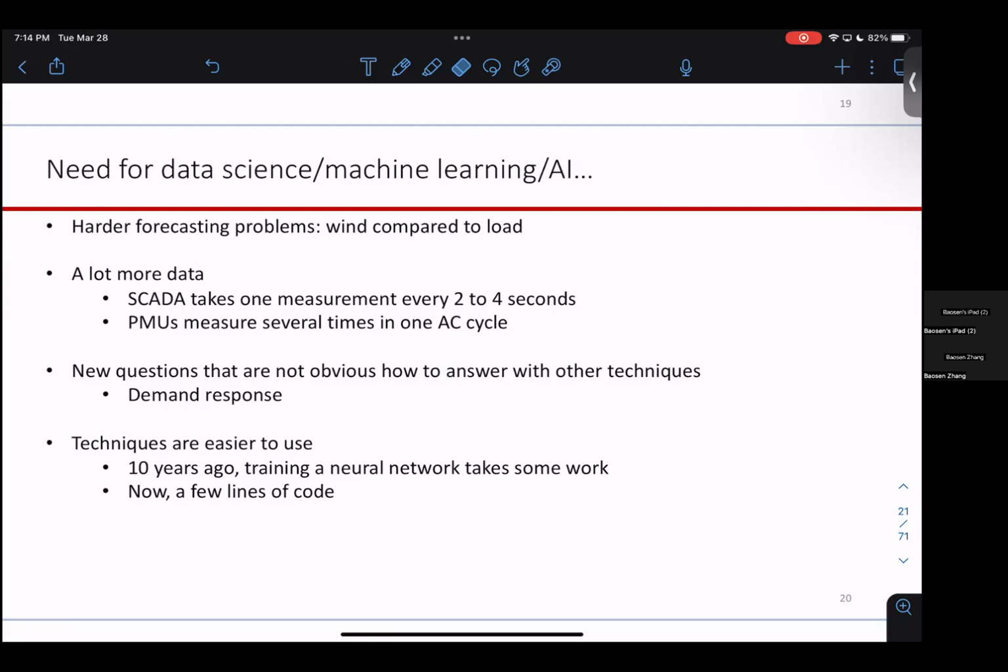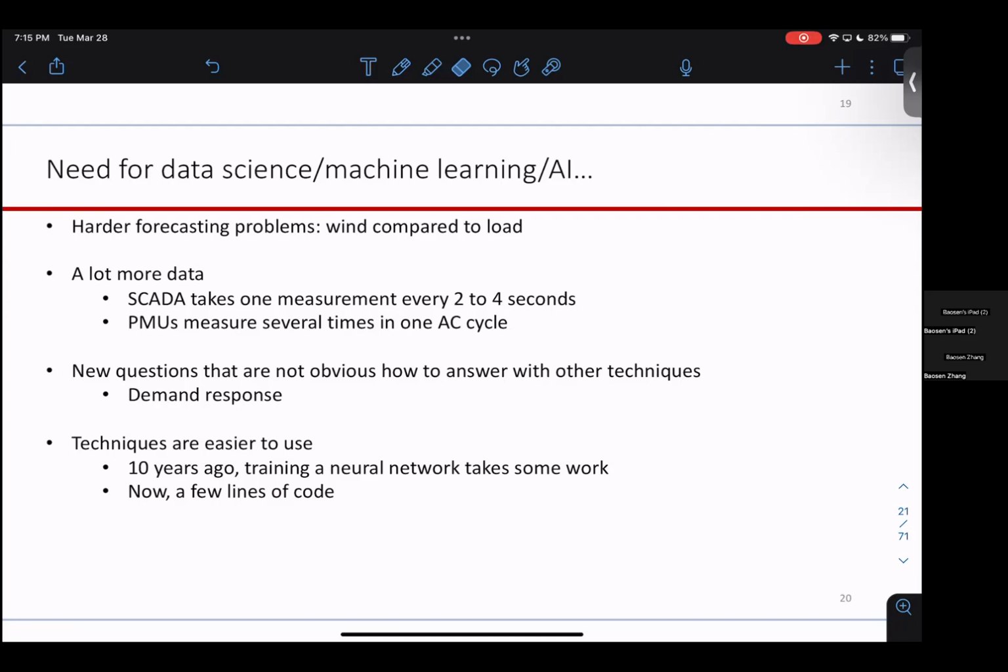Okay? So we have questions where there are no physics-based answers. Something like demand response. Demand response is if you pay people to reduce their power consumption, how will they respond to the signals or payments you're showing people? There is no physics there. All you have is data. You have what you tried.